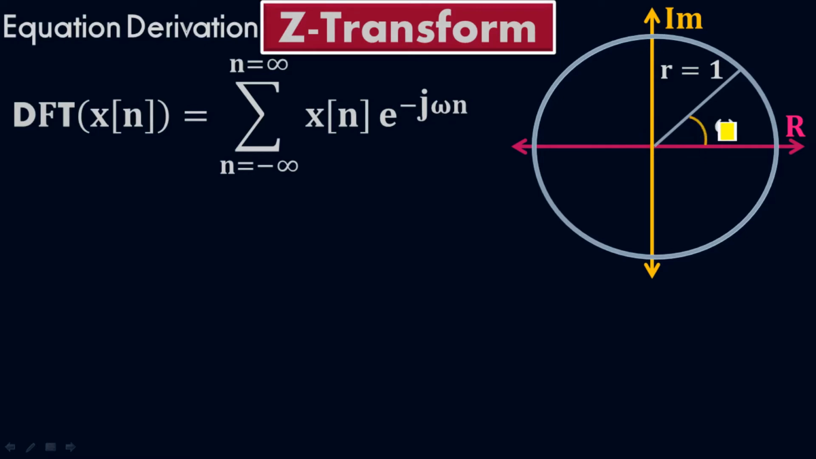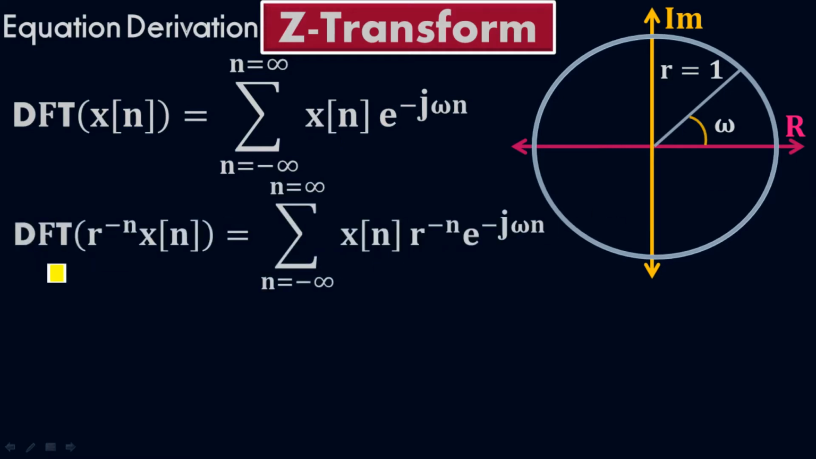We took the phase angle. Let me multiply both sides by r to the negative n. Just multiply the left side by r to the negative n and the right side by r to the negative n. So I will have the discrete Fourier transform of r to the negative n times x of n equals the summation of x of n times r to the negative n times e to the negative j omega n. Just multiply this term by r to the negative n and this one by r to the negative n.